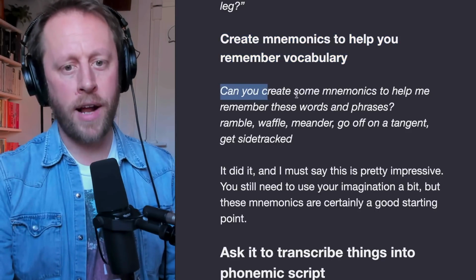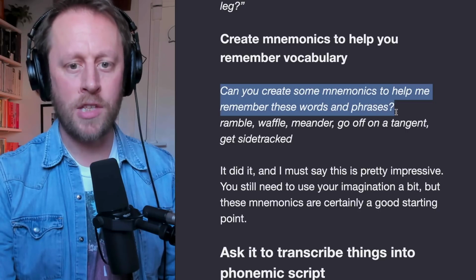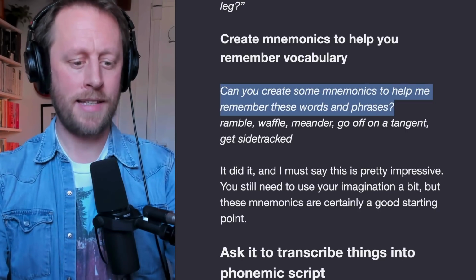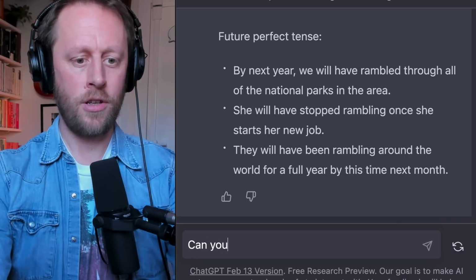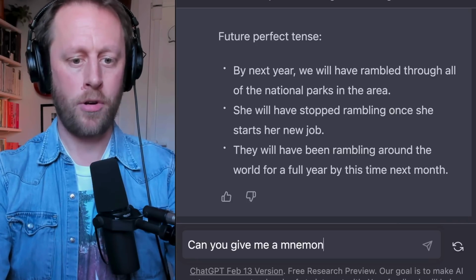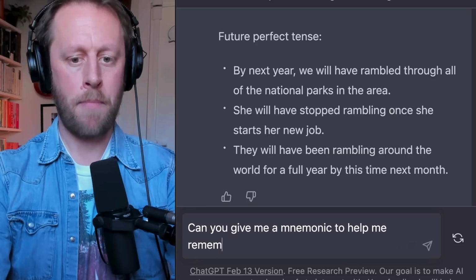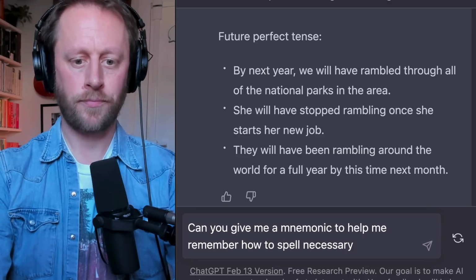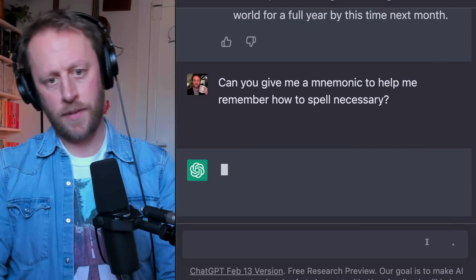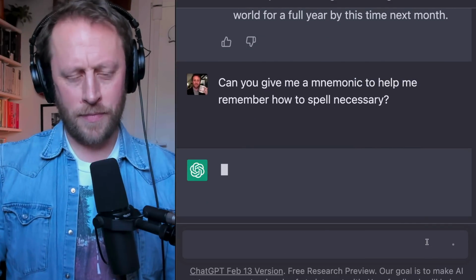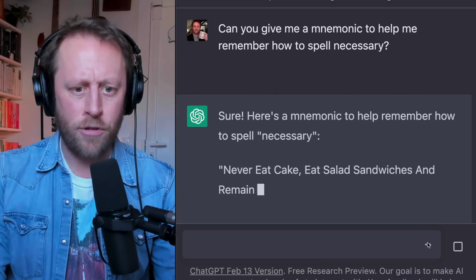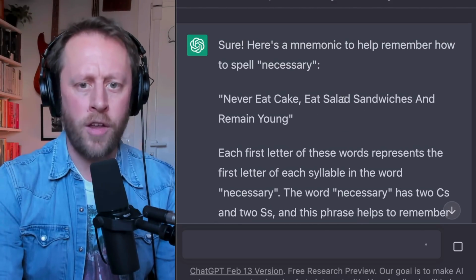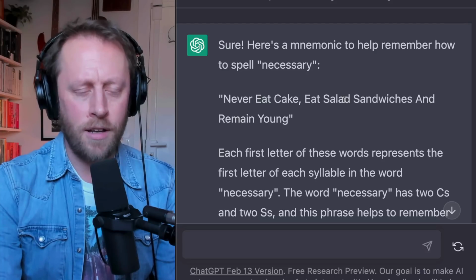So can you create some mnemonics to help me remember these words and phrases? So you could ask for mnemonics for spelling. Wait a minute, let's see if it can do that. Can you give me a mnemonic to help me remember how to spell necessary? Let's see what it says. I'm asking it for some really creative thinking. Or maybe I'm asking it to just search for what other people have said. But here it's giving me an answer.